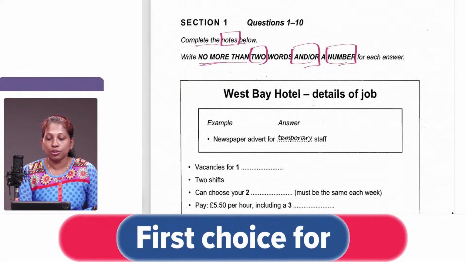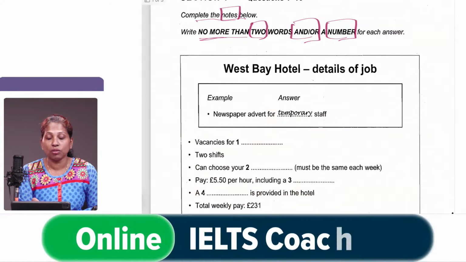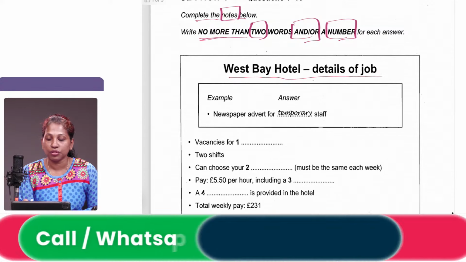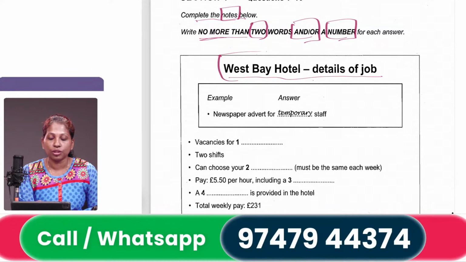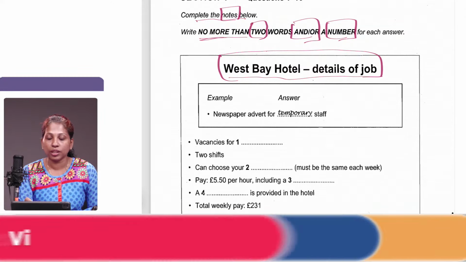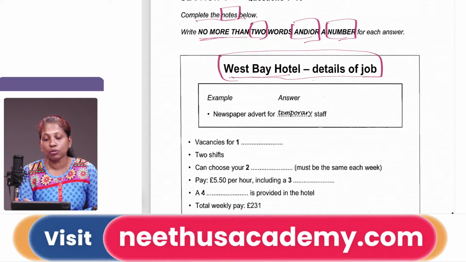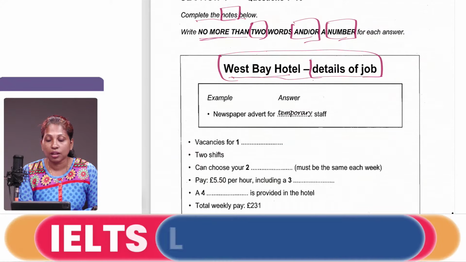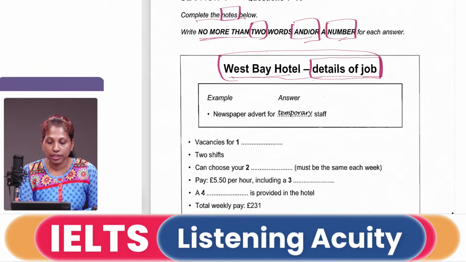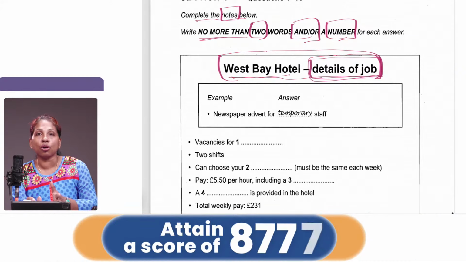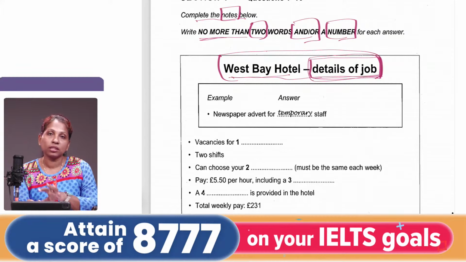Next come your questions, which always have a title. So look at the title of the note completion given to you, which is important. Here it says HB Hotel, details of job. HB Hotel is a noun that is definitely mentioned in the audio, but what are you looking for connected to HB Hotel? You're looking for the details of a job. That means your whole note refers to particular details of a job. When you are looking for a job, what are the details connected to it?